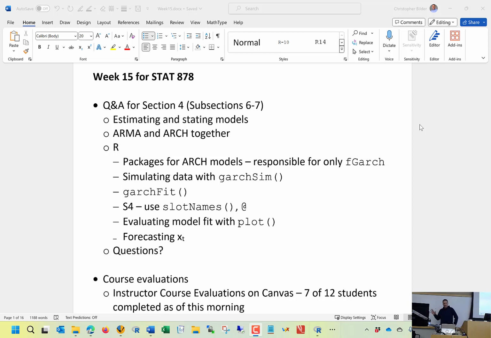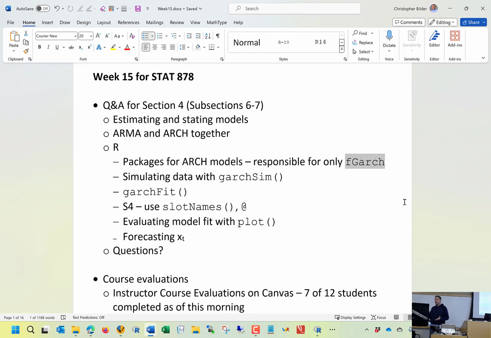So today you need to examine subsections 6 and 7 of section 4, which basically took what we learned in subsection 5 regarding these ARCH models, and now let's actually use R to estimate these models. The main thing to get out of this section is how to use R, how to actually then state these estimated models as well. Now, there are a number of different packages in R that actually estimate these models. We are just going to focus on the fGarch package.